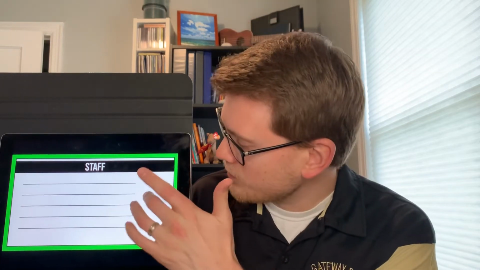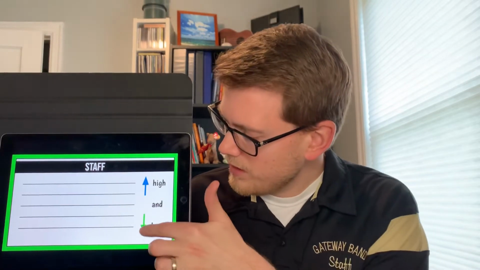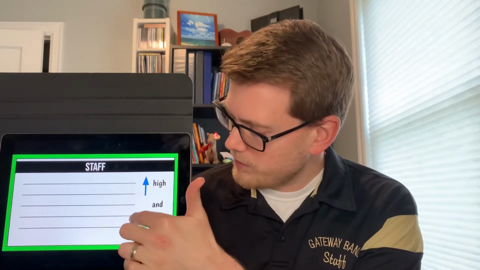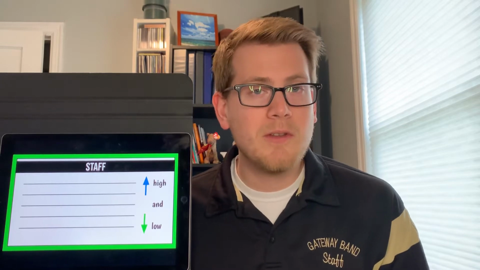And what do we use the music staff for? Do we use it to read rhythm? Do we use it to read fast and slow? Do we use it to read high and low? High and low is what it is. So the higher up we go this way, the higher we are on the staff, and the lower we go this way, the lower we are on the staff. So I'm going to show you something new today.